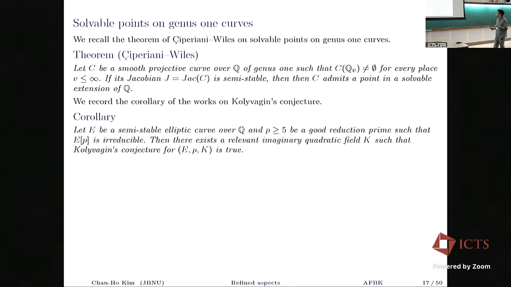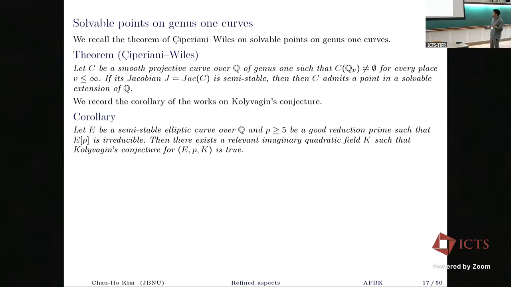Let me recall the theorem of Cipra-Wiles on solvable points on genus 1 curves. What Cipra-Wiles proved is this: start with a genus 1 curve, a smooth projective curve over Q of genus 1, such that all the local points are non-empty, including the infinite place, of course. If its Jacobian is semi-stable, then C admits a point in a solvable extension of Q.